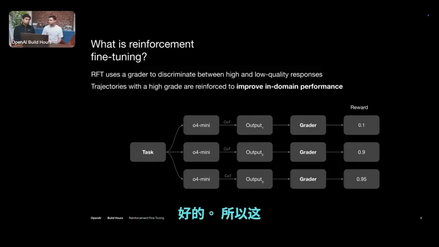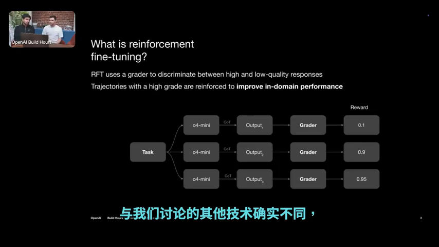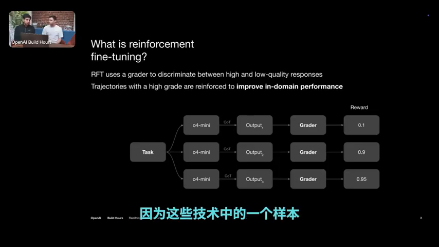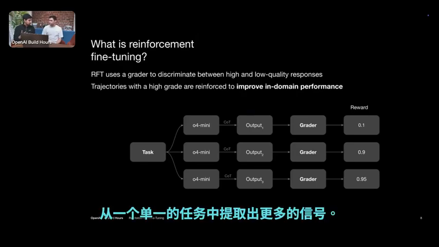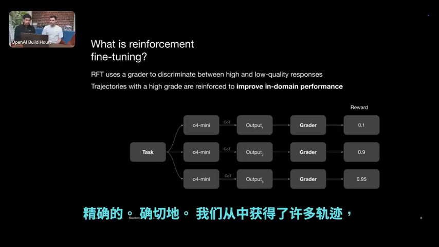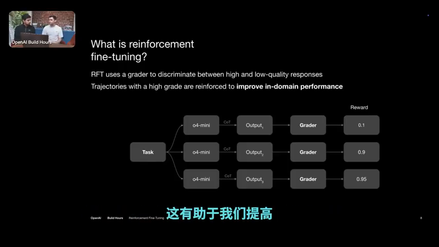Nice. So this is really different, right, from the other techniques we talked about, because one sample in those techniques is just one training example. And here we're pulling so much more signal out of a single task. Exactly. We get many trajectories out of it, and that helps us be efficient. Great.